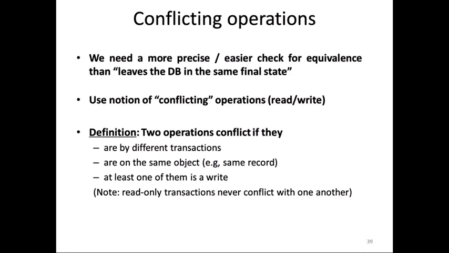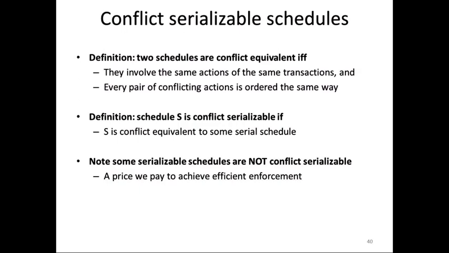We say that two operations are conflicting if they are done by different transactions. One is from transaction 1, the other one from transaction 2. They're on the same object, let's say the same record, and at least one of them is a write. So if we have 2 operations that just read the same data, they're not conflicting. But otherwise, if one of them writes, modifies that data, then they are conflicting. And with that in mind, with this notion of conflicting operations, we can now define a lighter, easier notion of correctness for schedules that we'll call conflict serializability.